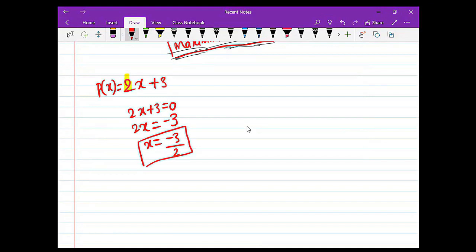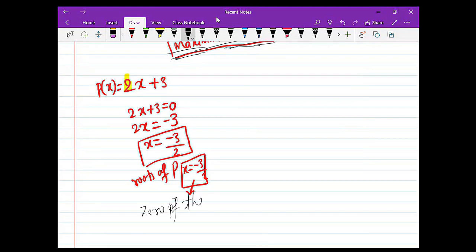It means the root of the polynomial is x equal to minus 3 by 2. We are getting here. This is nothing but zero of the polynomial. Okay. Zero of the polynomial.